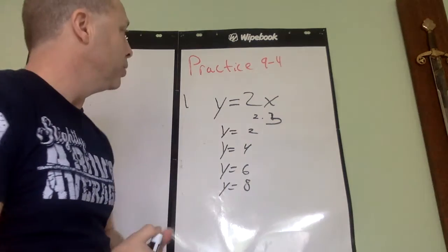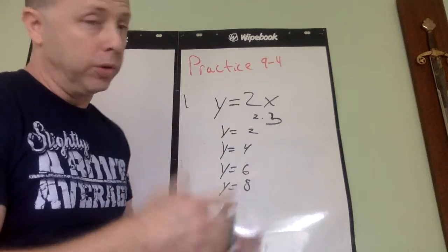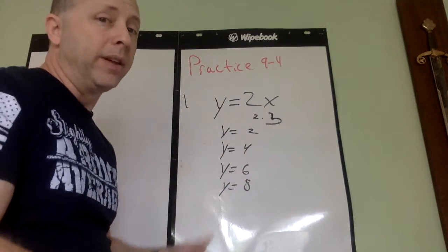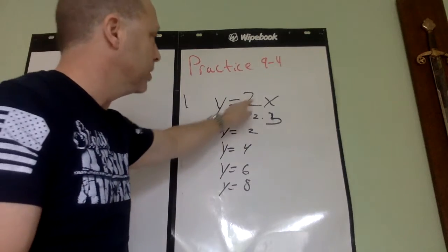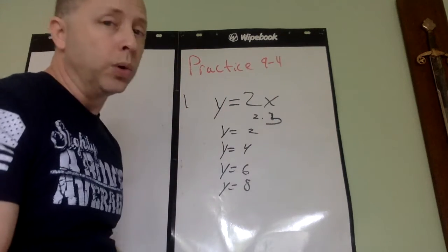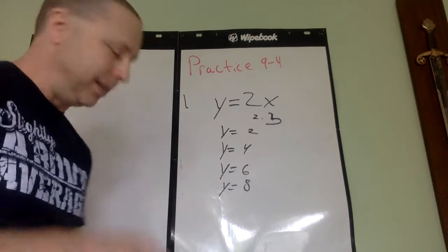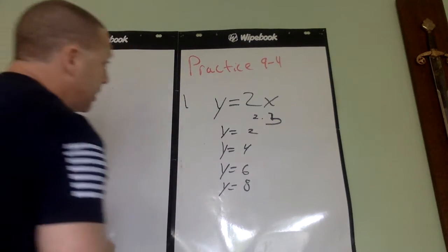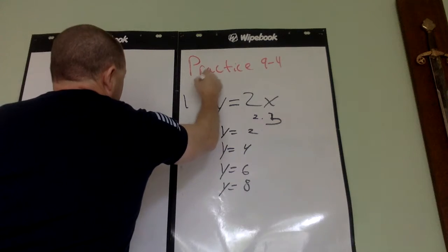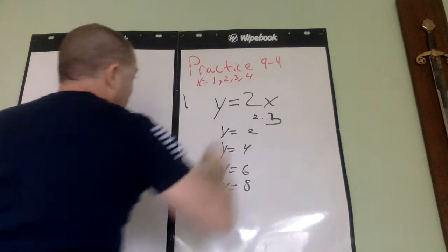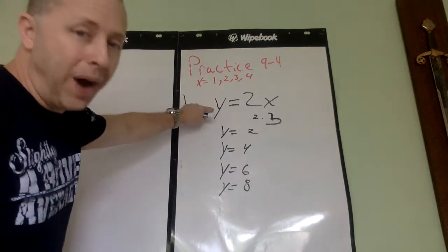If the value of x equaled 2, you'd plug in 2 times 2, and you would get 4. If it equaled 1, you'd plug in 2 times 1, and you would get 2. See how I go 2, 4, 6, 8? This basically means this: on the top of the page, they say, if x equaled 1, 2, 3, or 4, what would the value of y be?